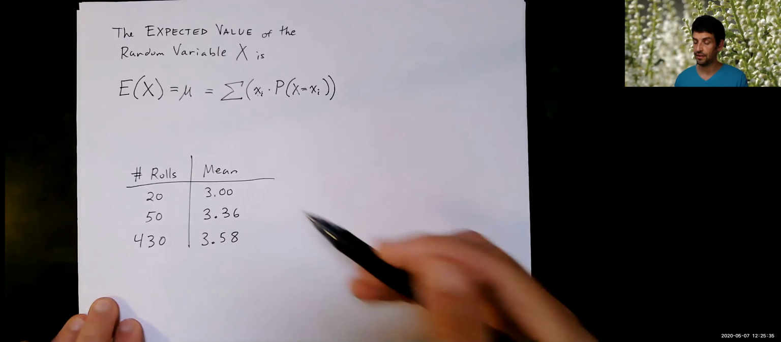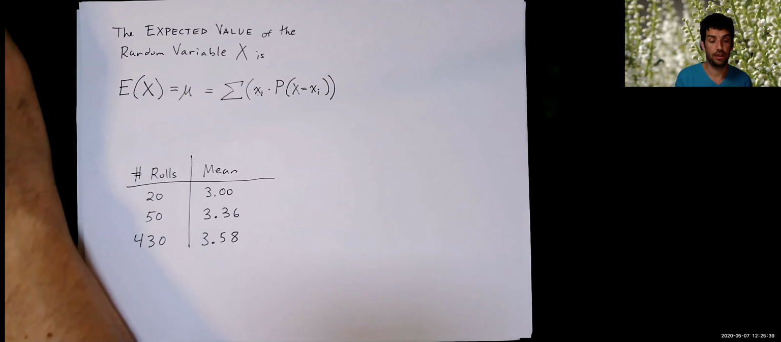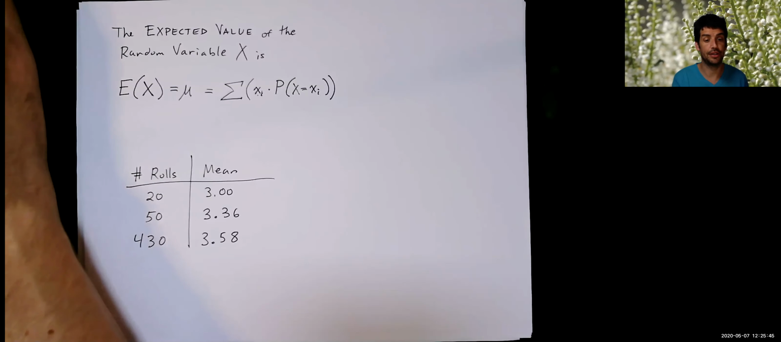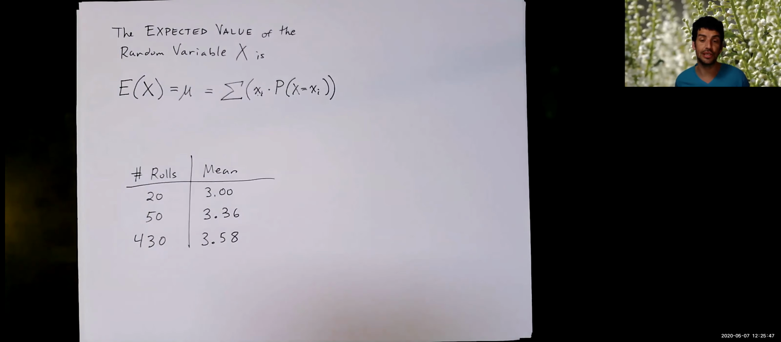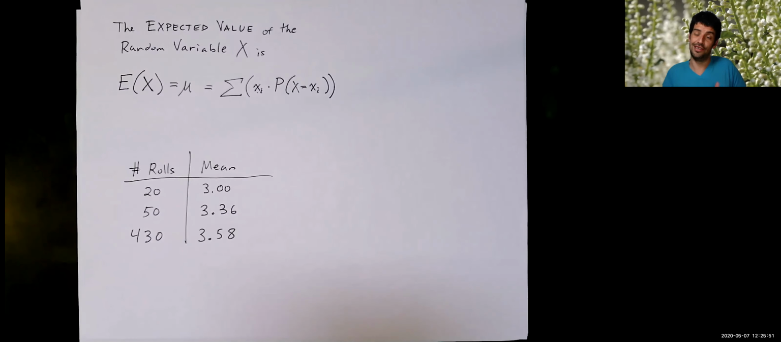right? So I'm seeing this trend towards the expected value for that roll, right? Again, we're not saying that's exactly what's going to happen, but that's the trend that we should see, right? We know that this is a powerful tool, right?